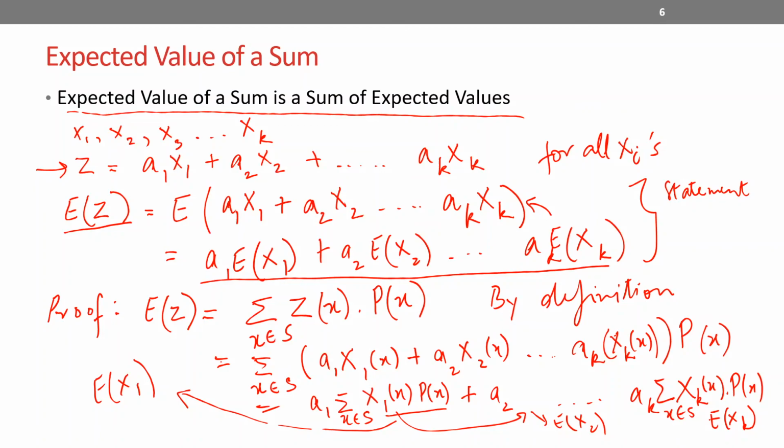So this was the definition and a proof of linearity of expectation. Let's look at some of the applications of linearity of expectation in the next video.